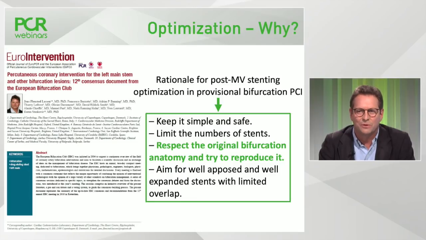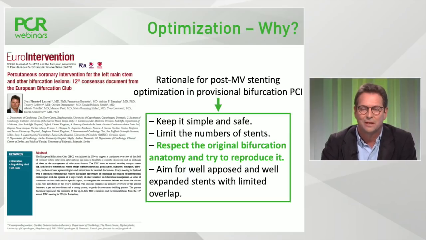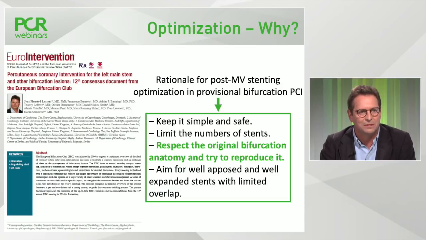But one of the things that is really important and which is actually emphasized in the slide is we need to keep things simple. We need to limit the number of stents, which means that if possible, we shouldn't put in too much metal. We need to respect the original bifurcation anatomy and try to reproduce it while we are modulating the stents. And we need, of course, to aim at a well-opposed and well-expanded stent with a limited overlap to achieve the best thinkable result.